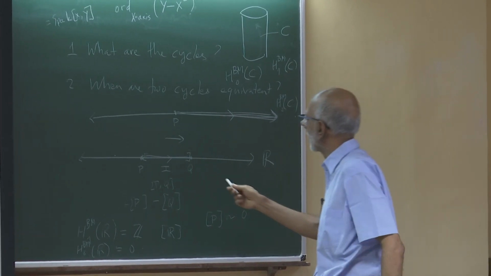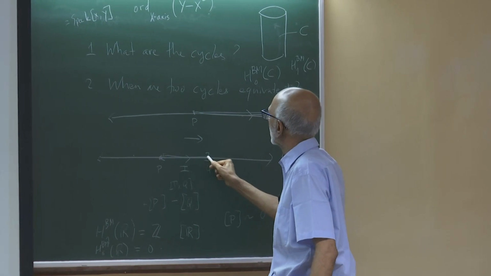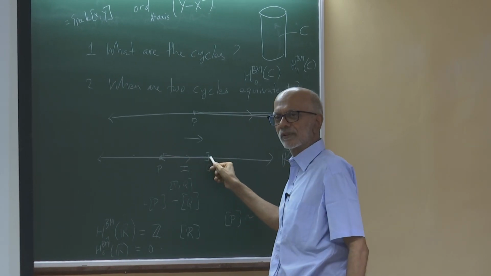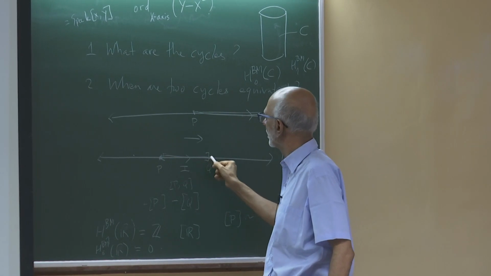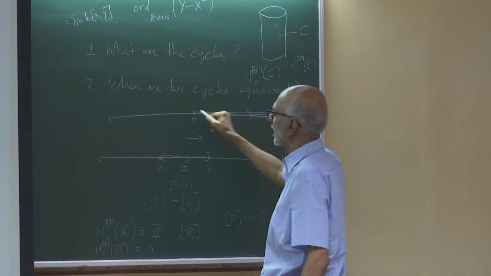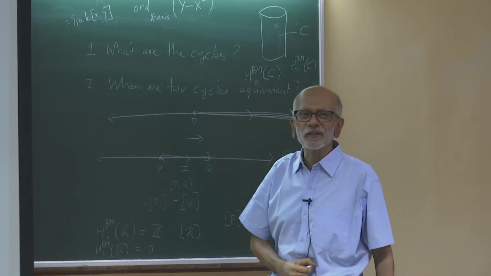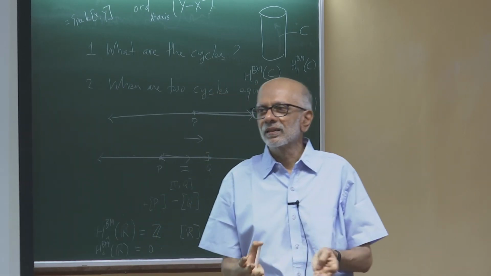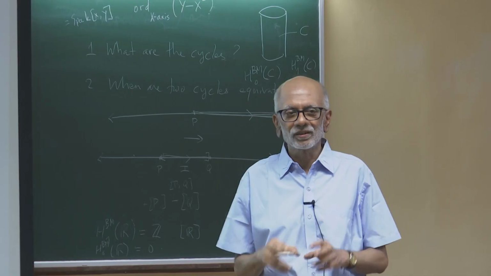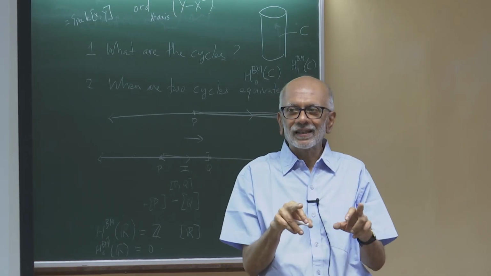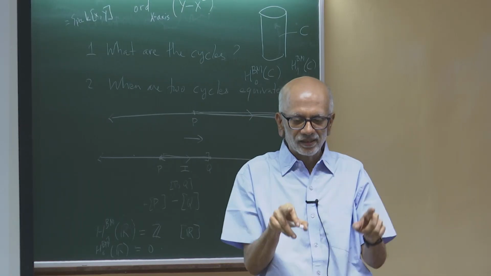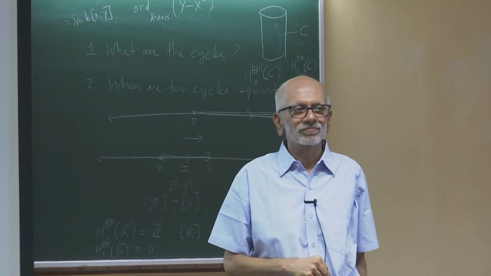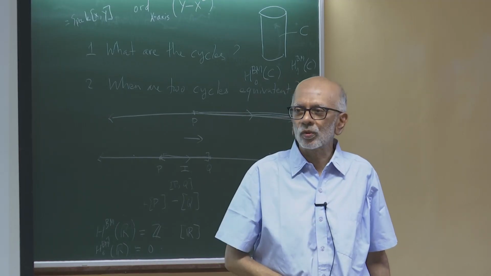Okay, so remember here we used an interval and took its boundary. Here also we use this half line and took its boundary. What are we going to do for Chow homology? Our cycle is a formal linear combination of the fundamental cycles of closed subvarieties, things like V. Now when is that equivalent to 0?